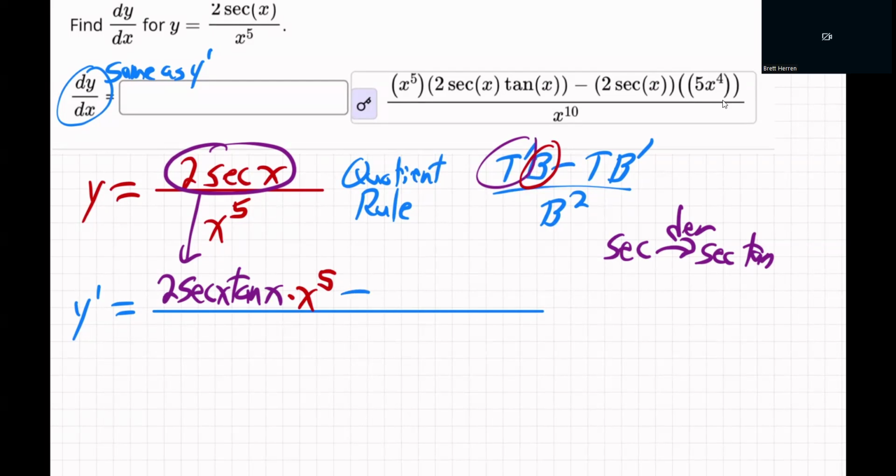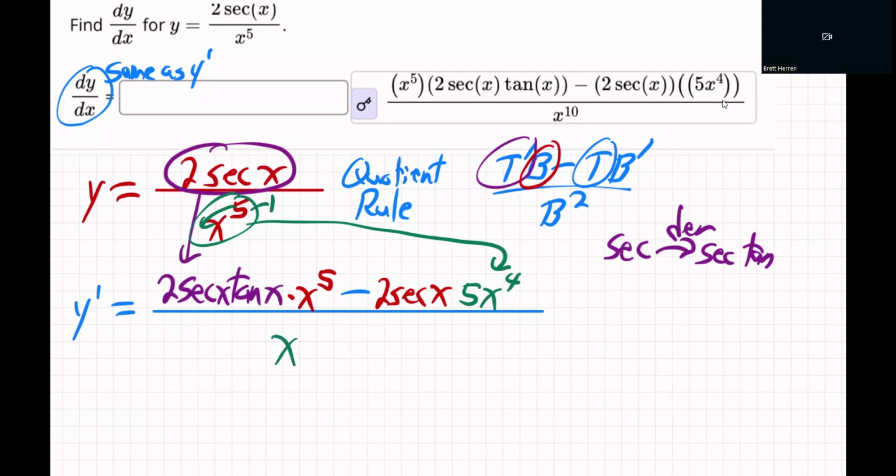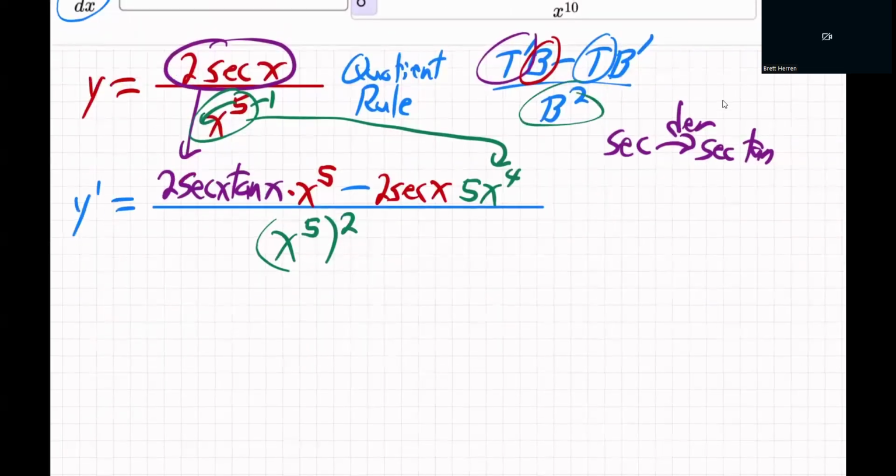Minus, now it's the top unchanged. So that'll be 2 secant x, right? The top unchanged, times derivative of the bottom. Derivative of the bottom, this right here. What's that? 5x to the fourth, right? The 5 comes down, subtract 1 from the power, over the bottom squared, bottom squared. So there we go. There's the derivative.